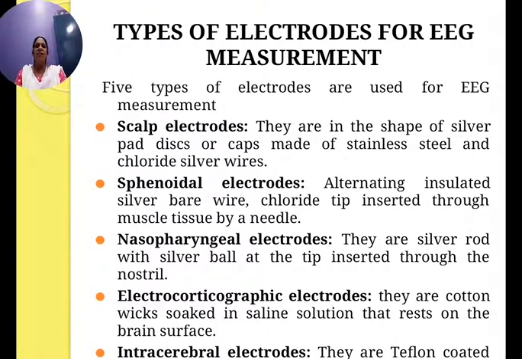Sphenoidal electrodes are alternatingly insulated silver bare wire with chloride tips, inserted through muscle tissue by a needle. Nasopharyngeal electrodes are silver rods with a silver ball at the tip, inserted through the nostril. Then electrocorticographic electrodes are cotton wicks soaked in saline solution that rest on the brain surface.